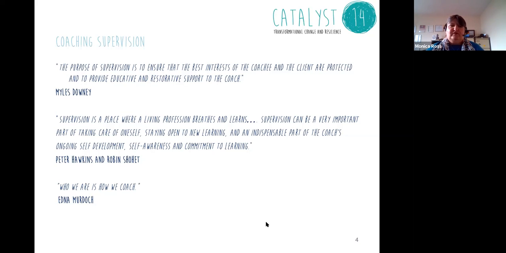So if I start with the first one, the best interests of the coachee and the client are protected, and to provide educative and restorative support. I always think that I'm holding a big container, that I'm holding everybody, the coach, the client, and even the system of the client. There's another model you'll see later on, but it is about really holding a space for best practice and for the growth and the learning of everyone and the safety of everyone involved.